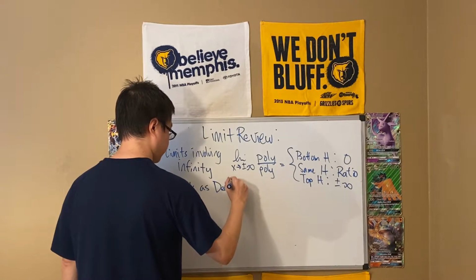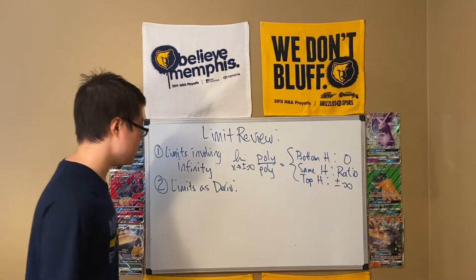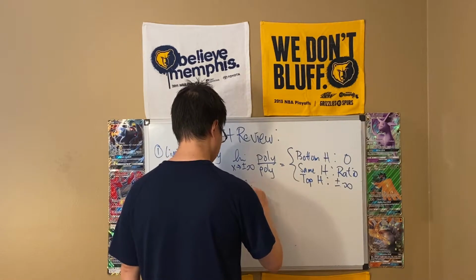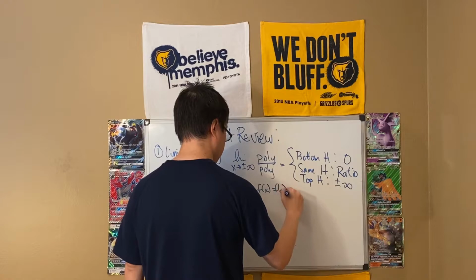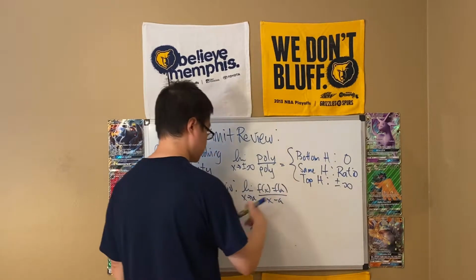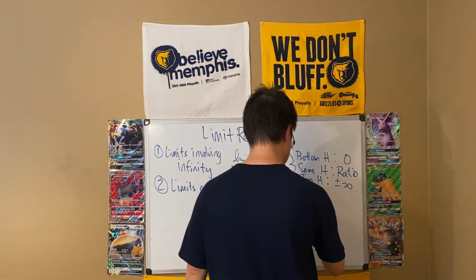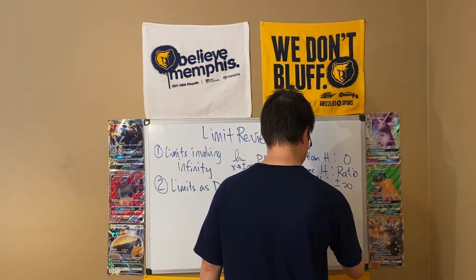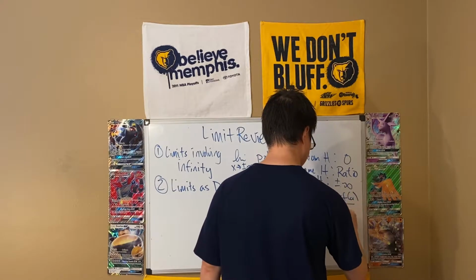Remember that there are two different forms that these limits take based on the definition of the derivative. The first is the limit as x goes to a of f of x minus f of a over x minus a, which is just slope, where x is approaching a. The second one is the one I call the h method. It's the limit as h goes to 0 of f of a plus h minus f of a over h, which is again slope.